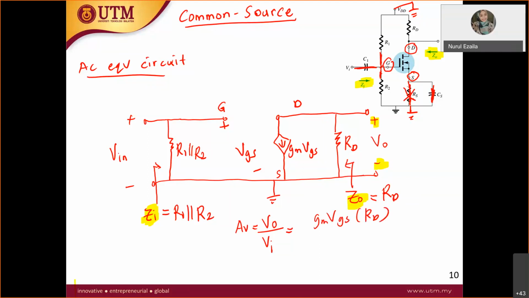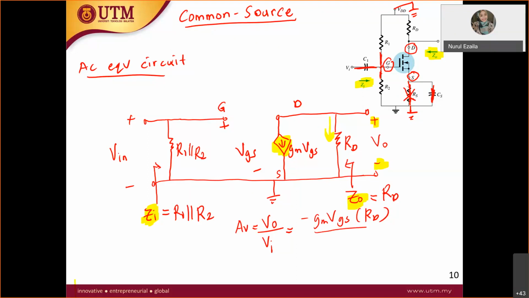Why minus? Because this current source is in the opposite direction. It is going down, but we want current going down here. Therefore, you have to take the negative direction of this GM VGS. That's why you put negative GM VGS times RD. In this case, you only have RD, but if you have RL, then you have to parallel it with RL.